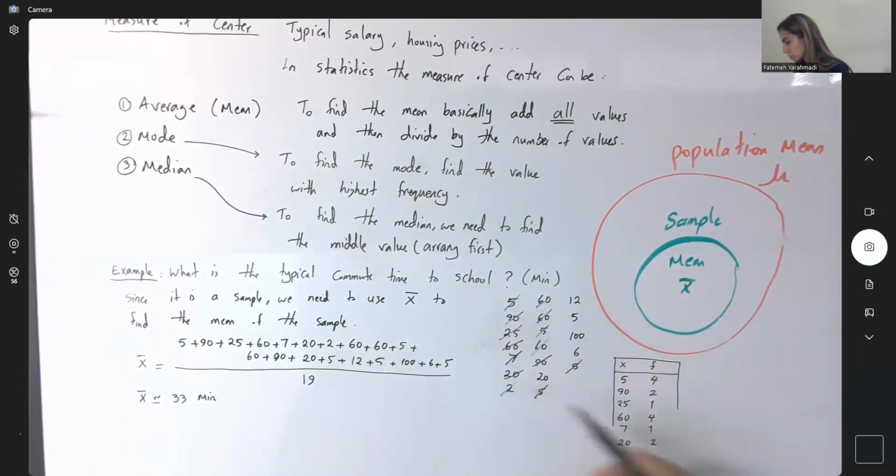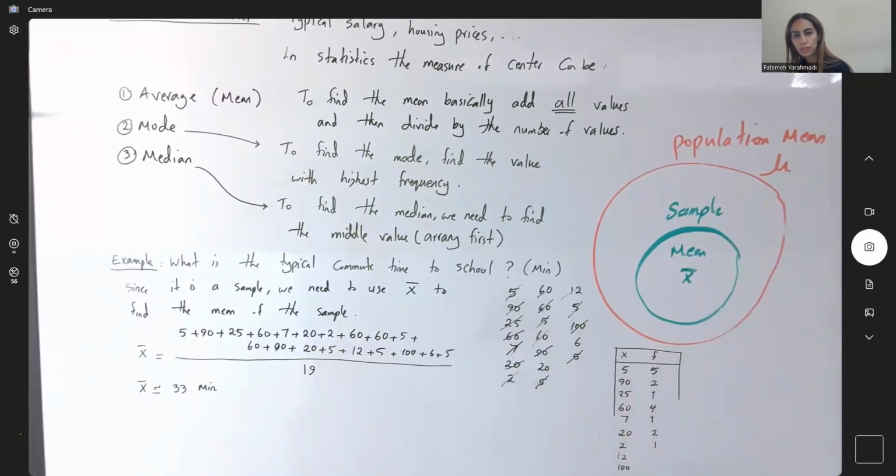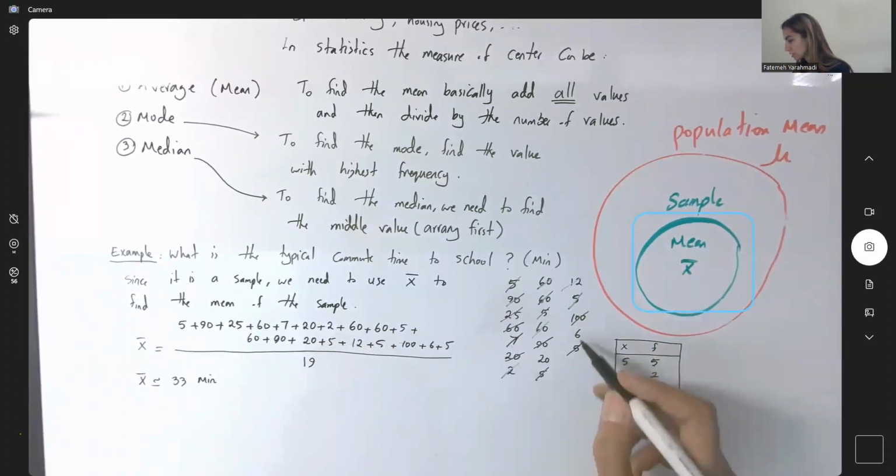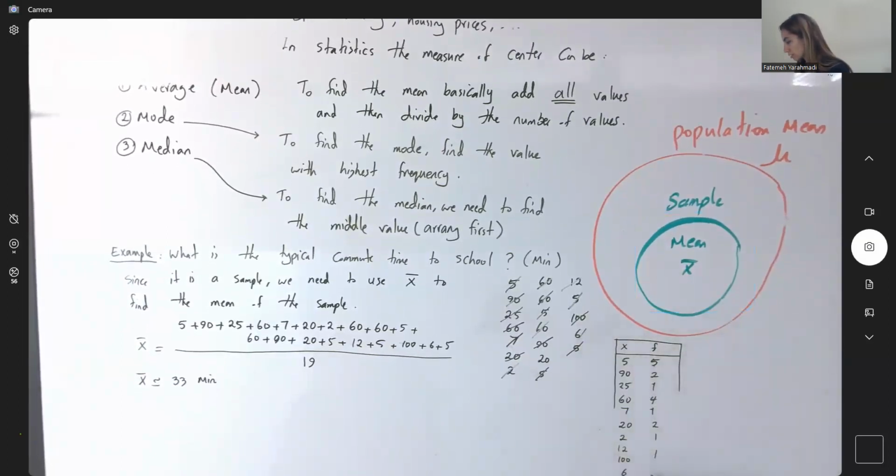And then 2, just once. Then you have 12, which is repeated once. Okay, I missed this 5. 5 is repeated 5 times. Okay, perfect. And 100, which is repeated once. I'm moving this a little bit up. And then 6, which is repeated once again, right?